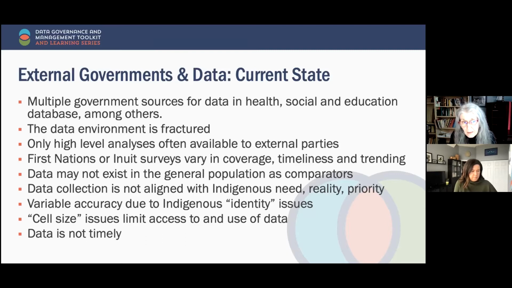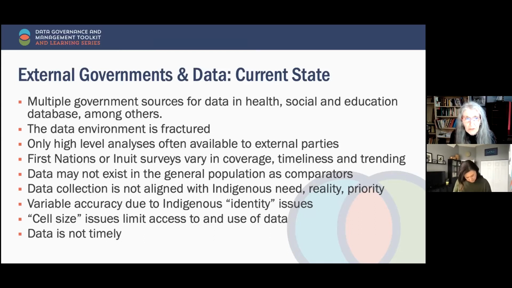Only high-level analysis is available, and by that we mean, again, government doesn't really like to share the information that much, so they're going to make it as big chunks as they can and have data governance protocols. They'll have cell size restrictions, which I'll talk to in a minute, that mean that perhaps you can't get the data on your own Indigenous government. Maybe you're restricted by the geographic boundaries of the health system, that sort of thing.